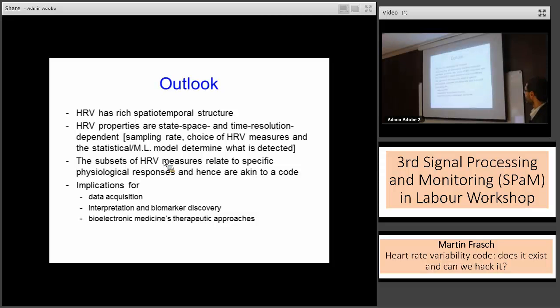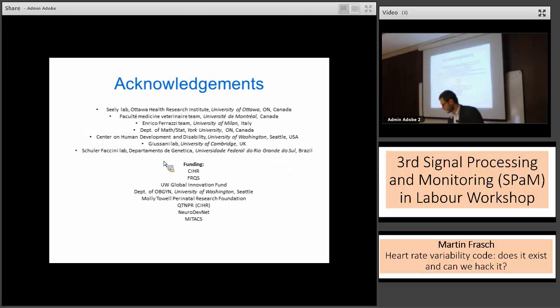And subsets of the heart rate variability measures seem to relate to specific physiological responses and are indeed akin to a code. I think that has implications for thinking about the data acquisition, depending on which outcomes you're looking to link it to, and for interpretation and biomarker discovery down the road. And if you're interested in what I mean with bioelectronic medicine, we can talk about it.